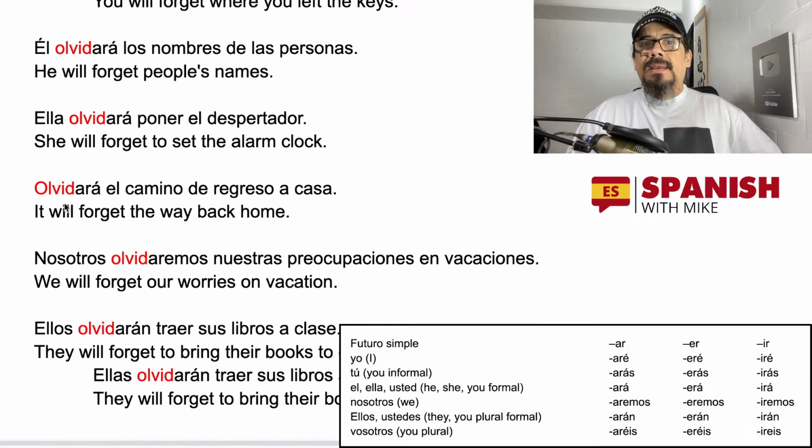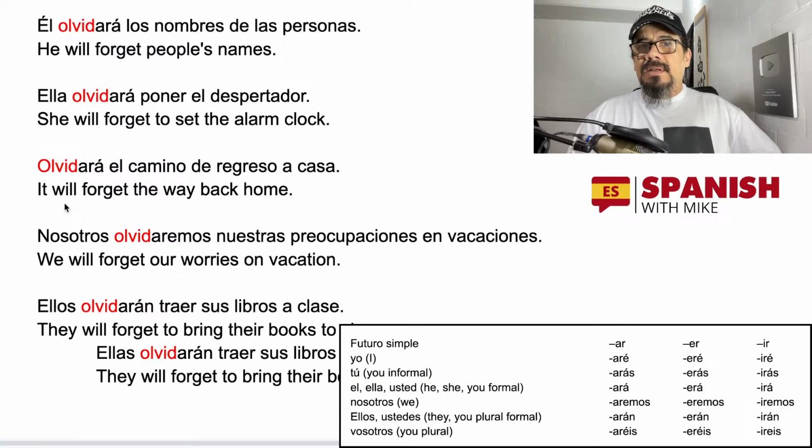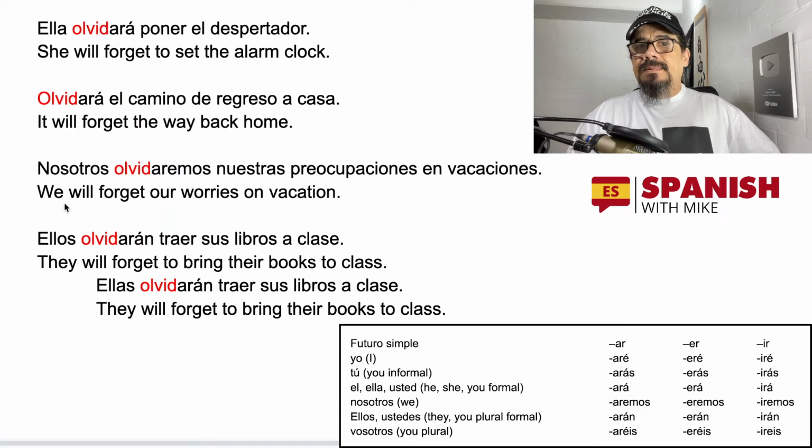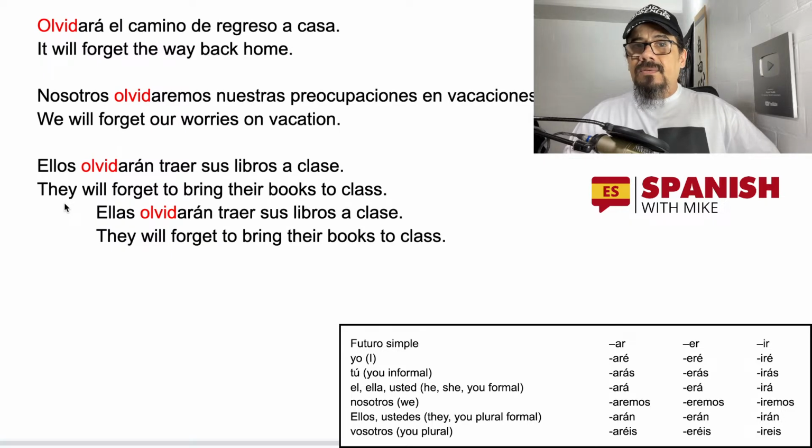Plural, Spain. Él olvidará los nombres de las personas. He will forget people's names. Ella olvidará poner el despertador. She will forget to set the alarm clock. Olvidará el camino de regreso a casa. It will forget the way back home.